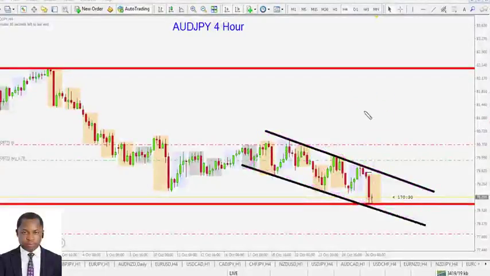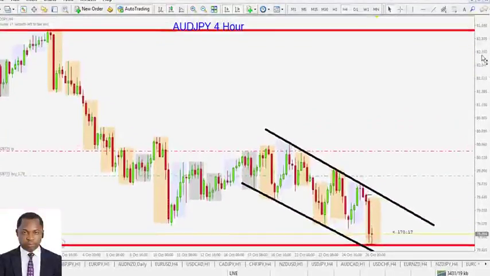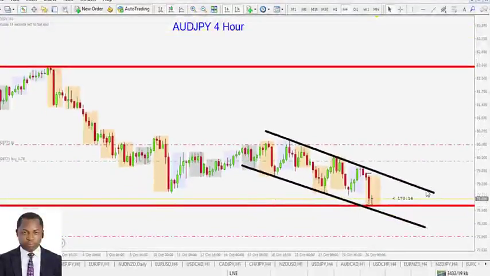Unfortunately, we have been trapped at the upper boundary of this channel. That usually happens, so we need to manage our way out of this. All right, so nothing more in this pair. That's exactly what is happening right now.